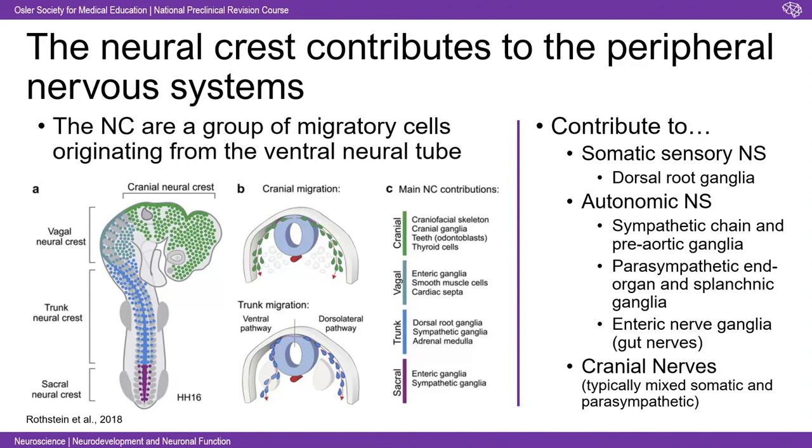And in terms of those, the neural crest is forming your sensory nerves via the dorsal root ganglia. It's forming many of your autonomic sympathetic and parasympathetic nerves and your enteric nerves in your gut and your cranial nerves. So really important contribution from the neural crest to the peripheral nervous system. I really love the neural crest. I'm sorry, I'm a nerd.